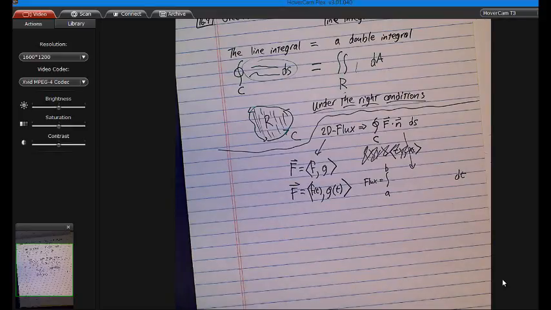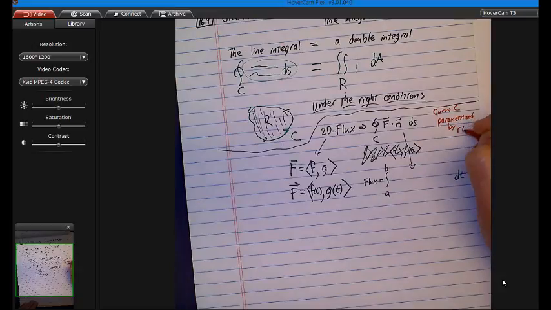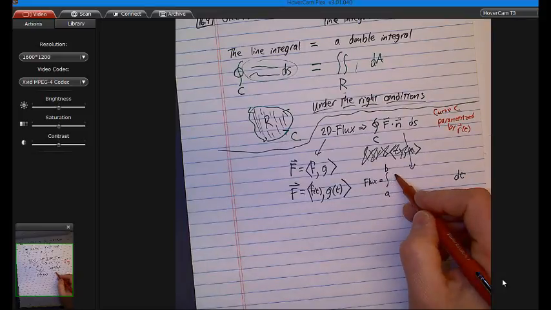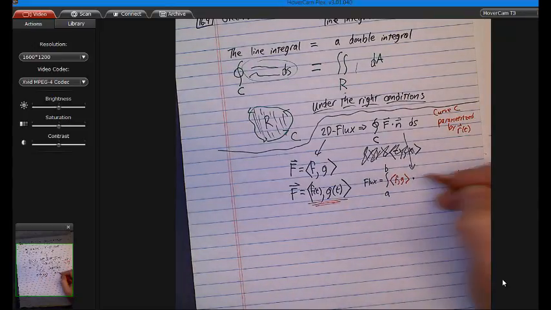Now that only works if we take the curve C and parameterize it by, let's say, R of t. So if you have that, then the flux equals the integral from A to B. For shorthand I'll write F comma G, even though I know it's F of t, G of t. What am I dotting it with?